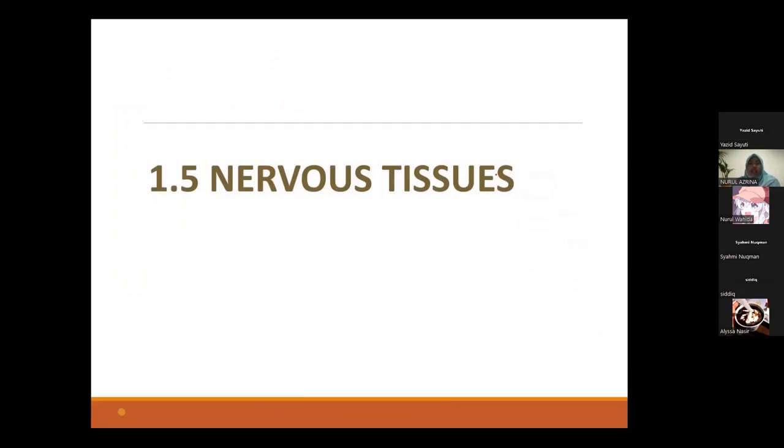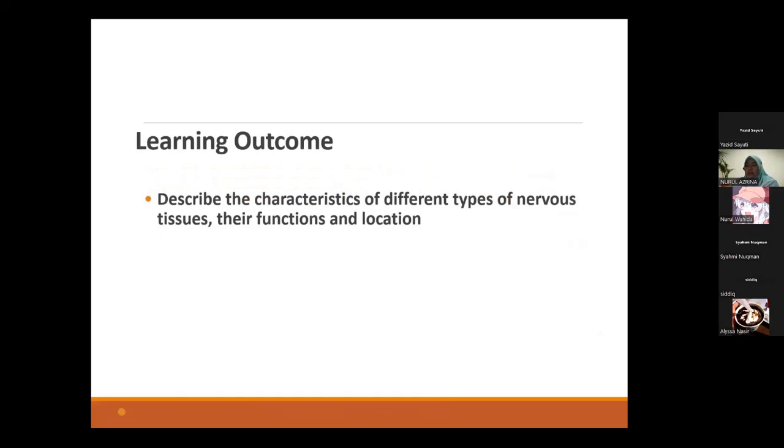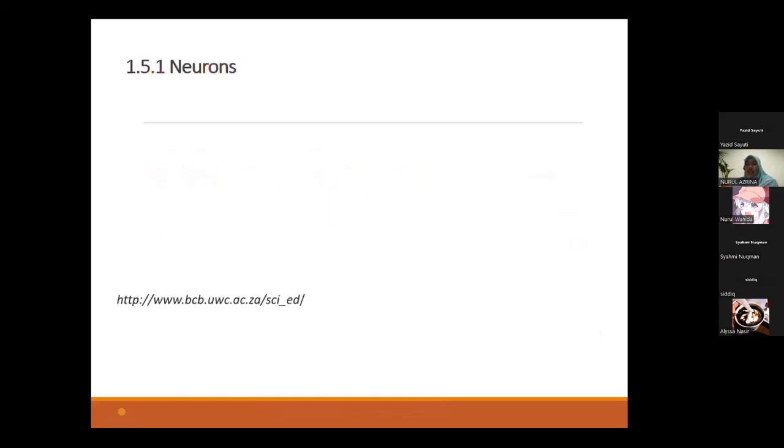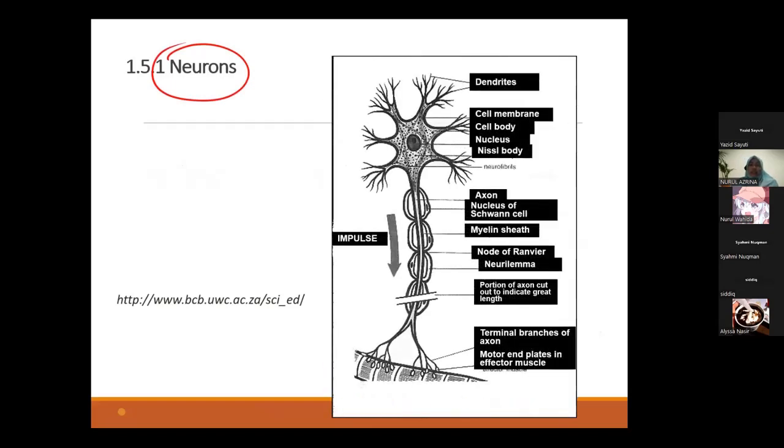Okay, so we are finished with muscle tissue. Now we go to nervous tissue. So the first nervous tissue that we are going to discuss is the neuron, right? So this is the structure of a neuron. You can see it has dendrites at one end, and down here it has axon terminals. So the dendrite is connected to the cell body. So this is the cell body, right? And this is the nucleus of the cell body.